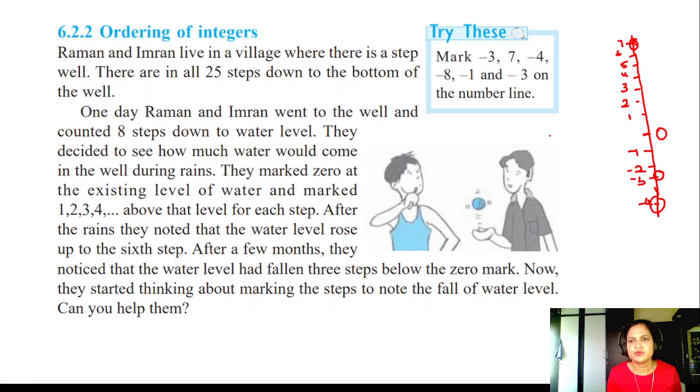here they mark minus 4. Then minus 8: minus 5, minus 6, minus 7, minus 8. Here it is being marked, minus 8. Then minus 1, it is here. Mark minus 1. After that, minus 3. Minus 3 is here. Again, mark it on the number line.